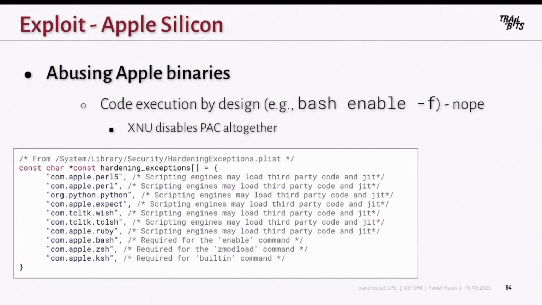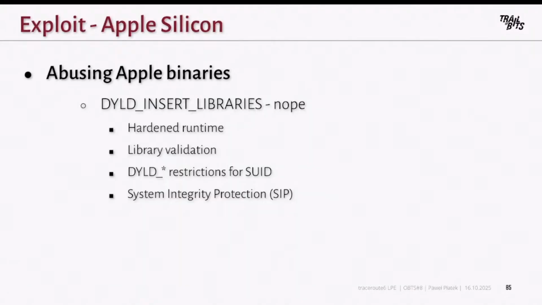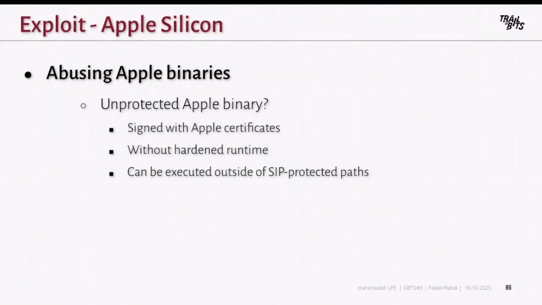I tried to use Bash or Python, programs that are expected to execute arbitrary code, but XNU disables PAC altogether for those selected programs. The next trick is the LD preload trick, but if you take a random binary from Apple and try to inject a shared library, it probably won't work because there are many different protections. However, there are a lot of Apple binaries out there, so the idea was to simply find any Apple signed binary that has all the protections turned off.